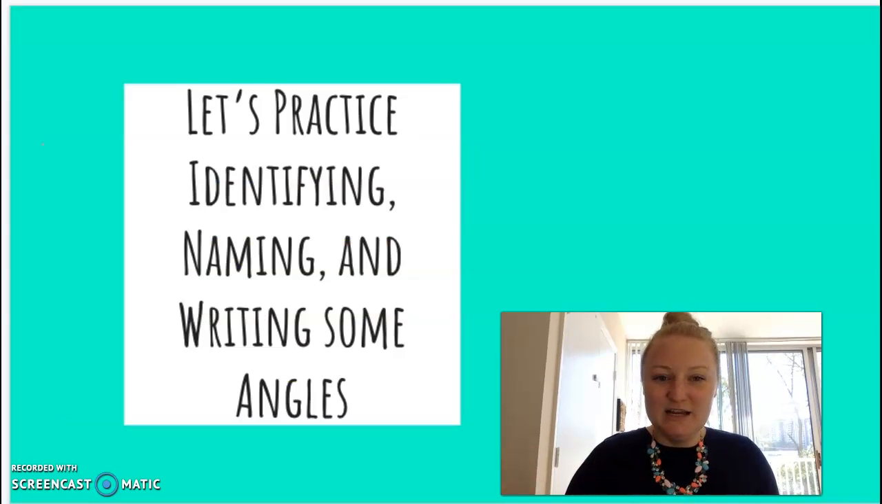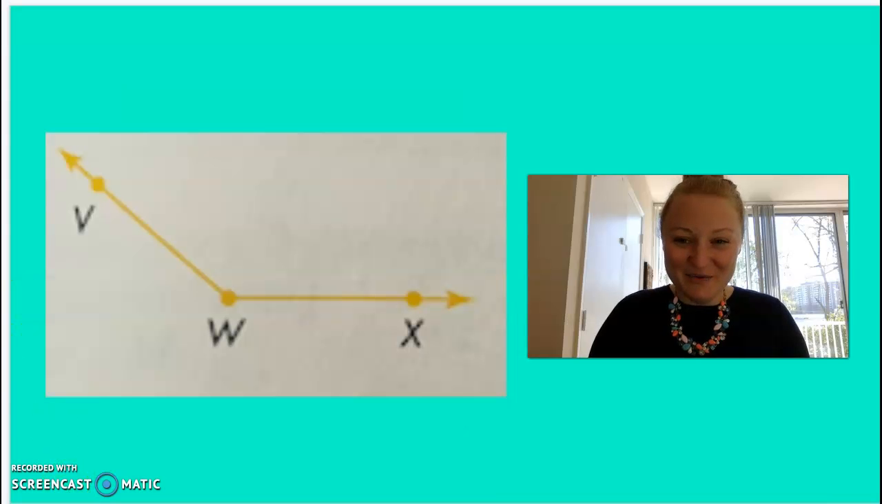So we're going to take a look at some different examples of angles. We're going to identify them, we're going to name them, and we're going to practice writing them. Remember, when you're writing an angle, you are using 3 points, and the middle point has to be the vertex. That's the endpoint that the two rays share. All right, here we go.